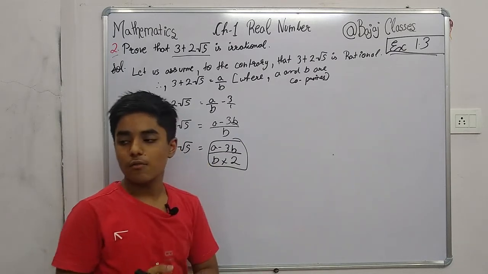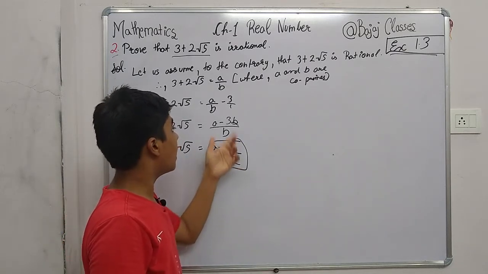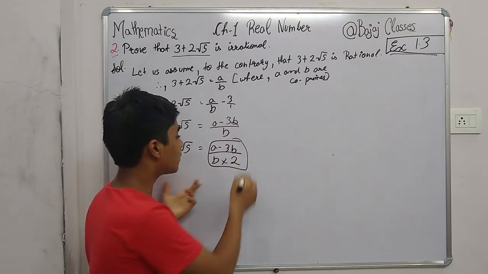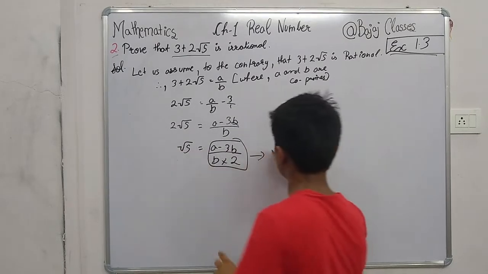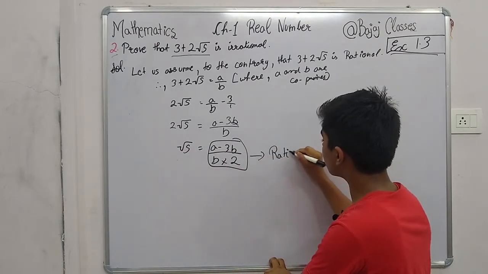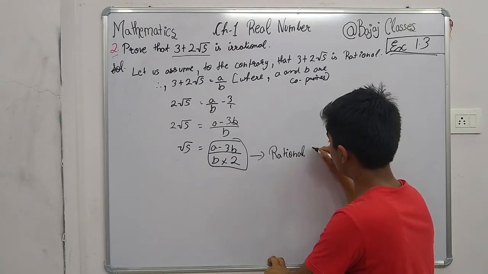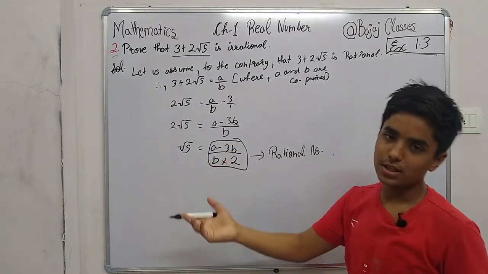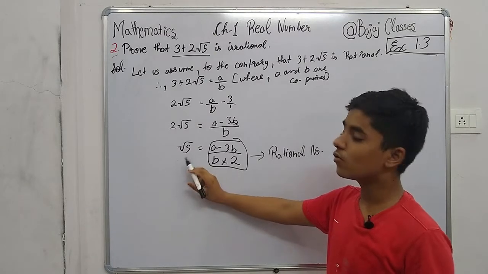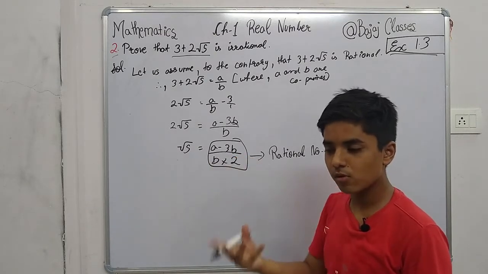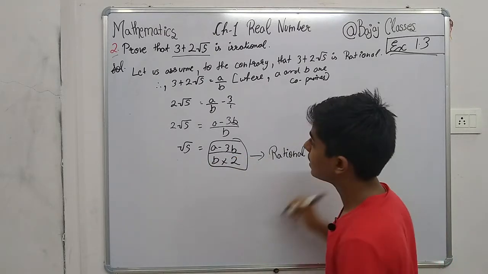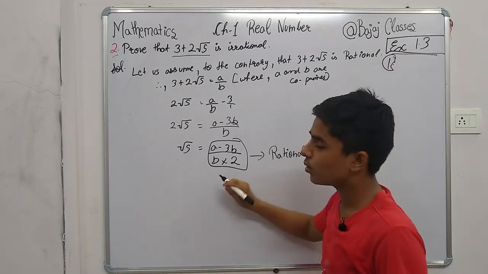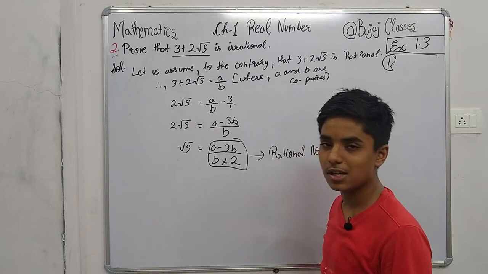Now what happens? We have taken all these terms, and in the starting we assumed that this is a rational number. So this will also be a rational number. This is a rational number. But in the first question, or you can say this is a fact, that under root 5 is irrational. You can prove it, or we have done it in exercise 1.3 first question that under root 5 is irrational.